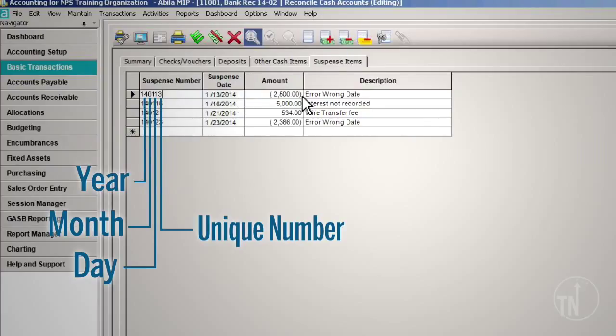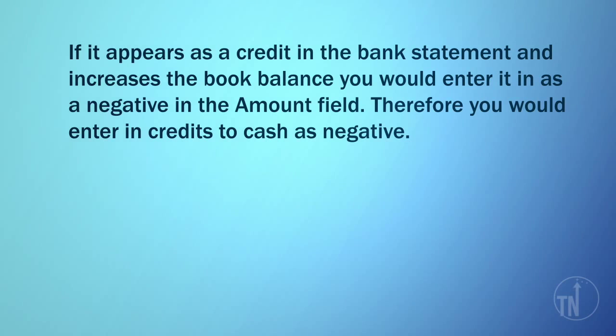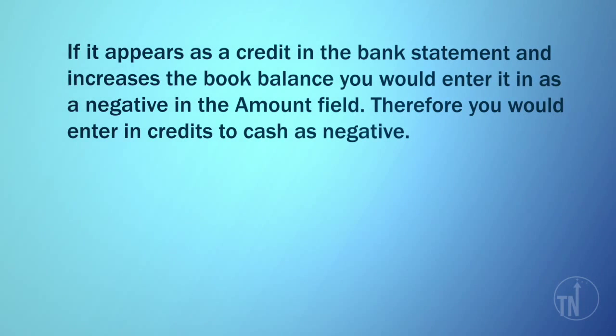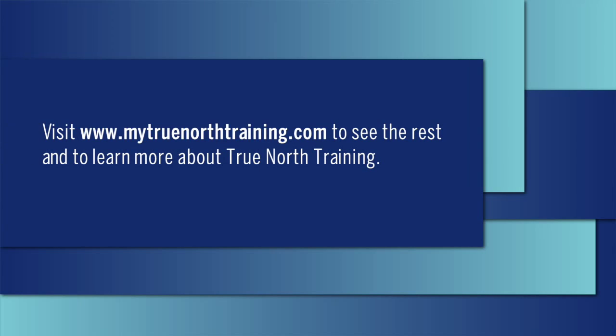In the Amount field, enter the amount of the suspense item based on how it affects the reconciliation. If it appears as a credit in the bank statement and increases the book balance, you would enter it as a negative in the Amount field. Therefore, you would enter in credits to cash as negative.